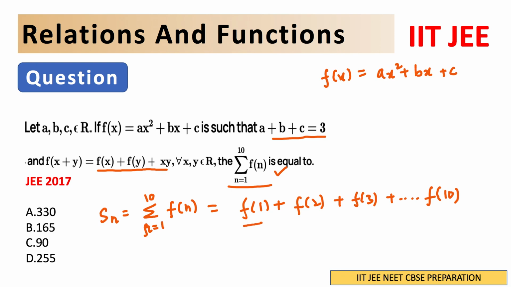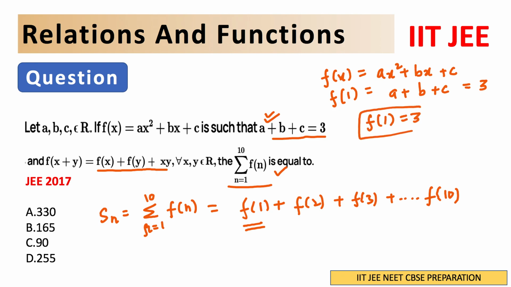So let's first find out what is the value of f1. How do you find f1? Go to f(x) and put the value of x is equal to 1. Wherever x is there, put 1. So you will get a into 1 plus b into 1 plus c. So this becomes a plus b plus c. In the question, they have already given a plus b plus c is 3, so I can replace this as 3. So the first value we have found out is f(1) is equal to 3. This is the first result.